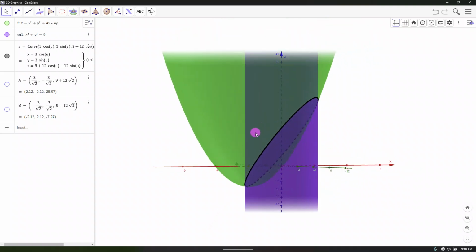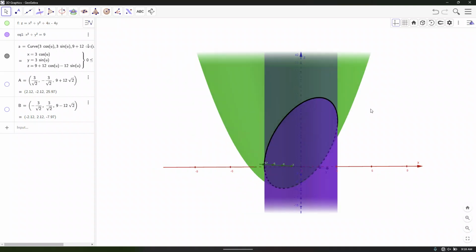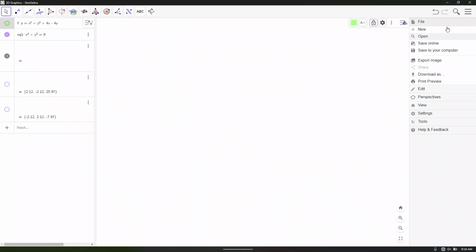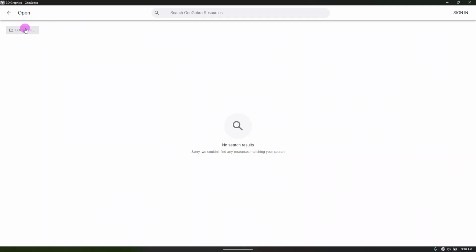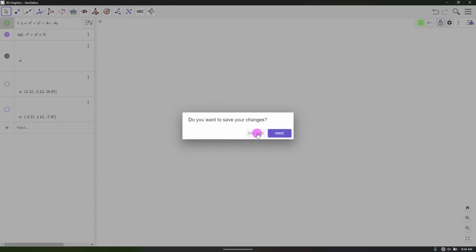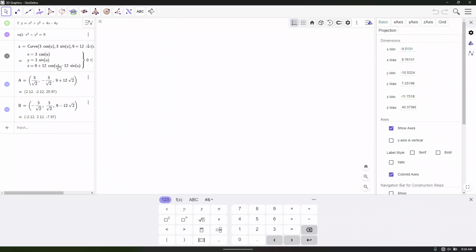So that means, check this out. When we're intersecting, what's going on here? When we're intersecting, anyway, it's not working. Oh, for real? It's not working. Let me open it again. So open. Okay.